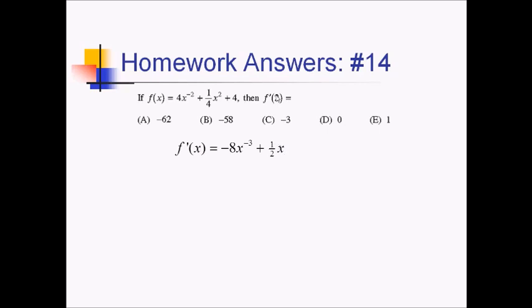Now I'm going to plug 2 into all this. I can rewrite this first term as negative 8 over 2 to the 3rd. And then I have plus 1/2 times 2. Well, this is really just negative 8 over 8, which is negative 1. This right here is really just positive 1. So I have negative 1 plus 1, which equals 0. Choice D.